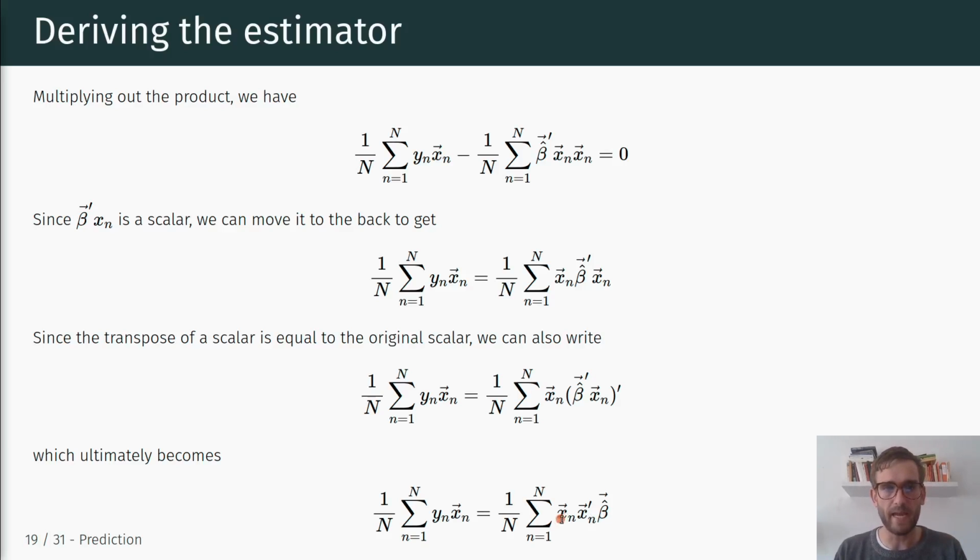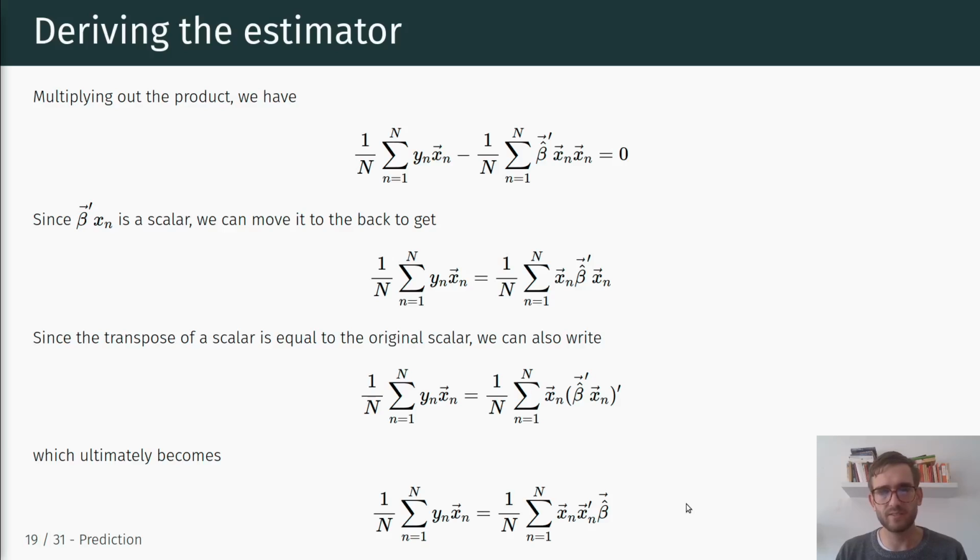So this is now x_n times x_n prime times beta hat. And this is just rearranging this equation, using two tricks of matrix algebra to move this beta hat from the front all the way to the back. For this to work, ultimately we will have to transpose this one x_n here. But these are the intermediate steps that are happening in between, okay?